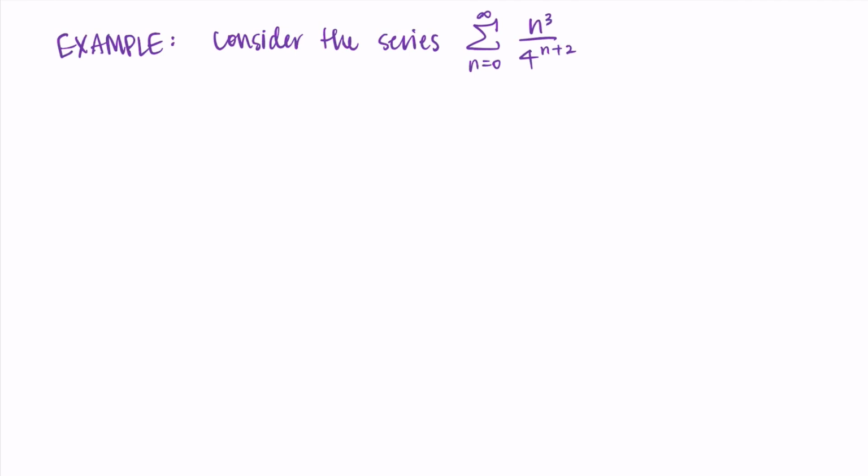So first, let's consider the series from n equals 0 to infinity of n cubed over 4 to the n plus 2 power. So we're going to look at the subsequent terms, a sub k plus 1 over a sub k. Okay, so I'm going to substitute in k plus 1, and then I'm going to divide it by what happens when I substitute in k. Now I just need to simplify. I like to multiply by the reciprocal first, and then I'm going to figure out what I can cancel.